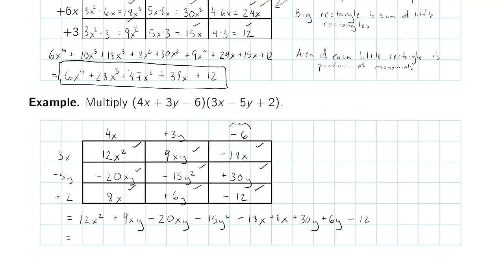Now I can combine my like terms. 12x squared. Positive 9 plus negative 20 gives me negative 11xy. Negative 15y squared. Negative 18 plus positive 8 gives me negative 10x. Positive 30 plus positive 6 gives me positive 36y. And then I have a negative 12. So again, thinking of multiplication as representing the area of a rectangle gives us this nice way to keep track of multiplying two polynomials.